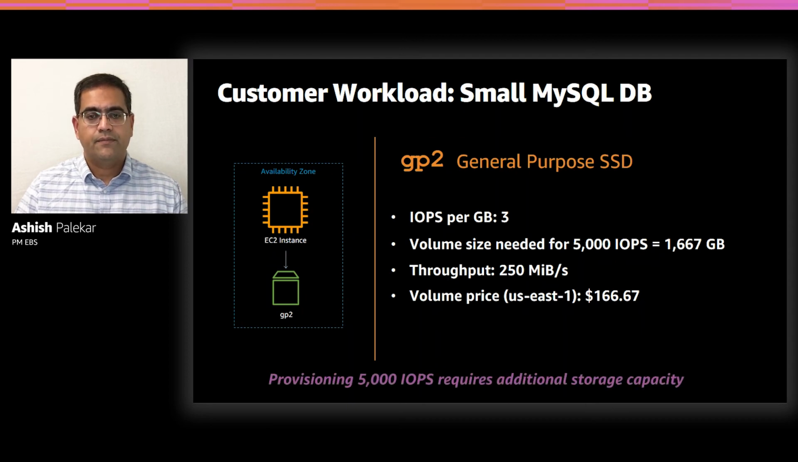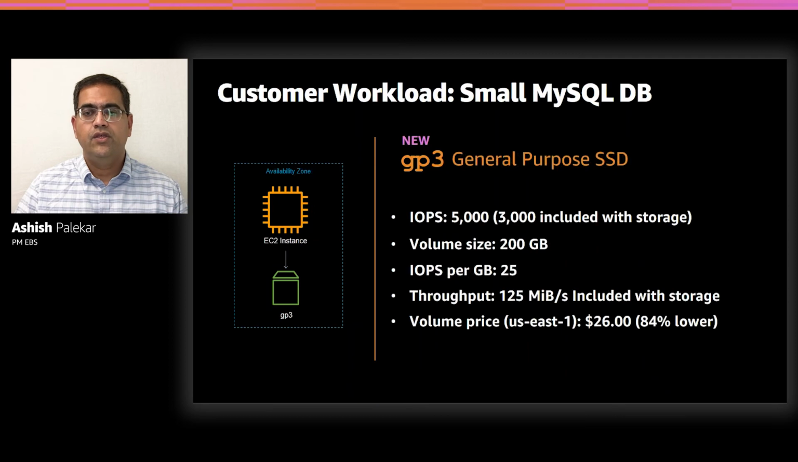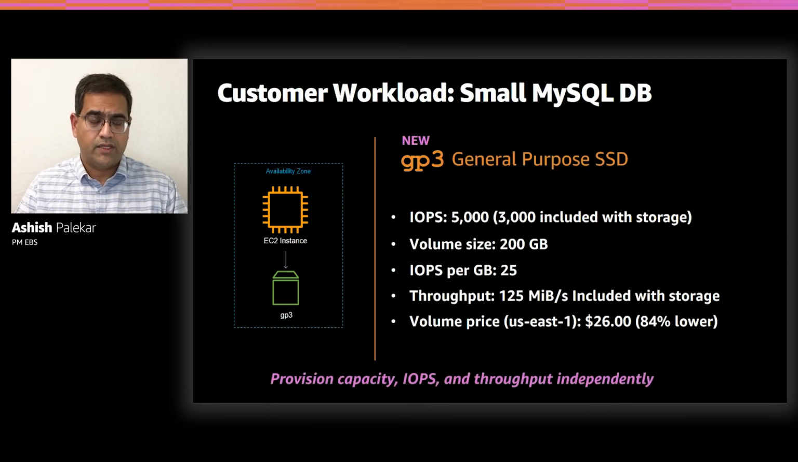With GP3, what you end up doing is you would get 3,000 IOPS, and then you'd provision up to 2,000 more to get 5,000. Your volume size is 200 GB, so no over-provisioning of capacity there. And you get 125 megabytes per second of throughput, and your IOPS per GB is 25. And then, again, your total price, based on US East 1 pricing, is $26. That is 84% lower compared to the price that you saw with GP2.